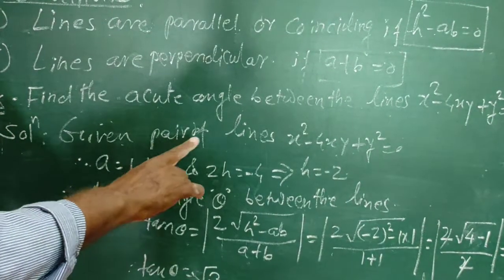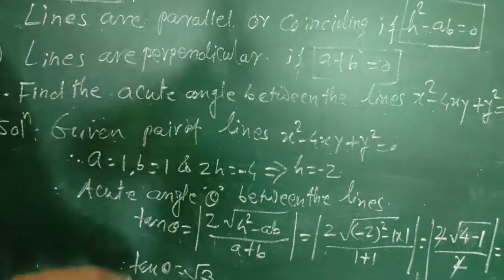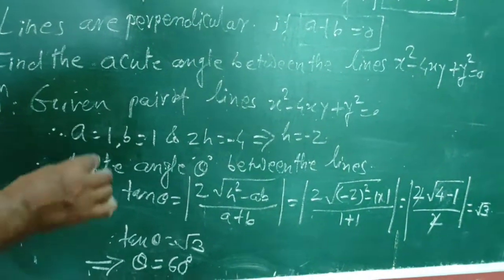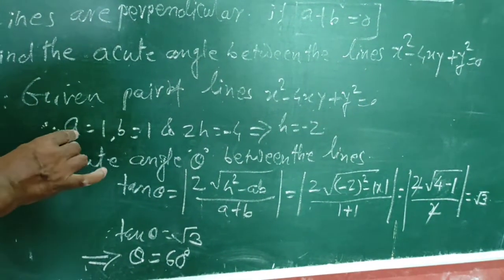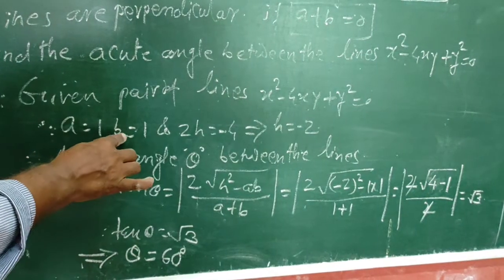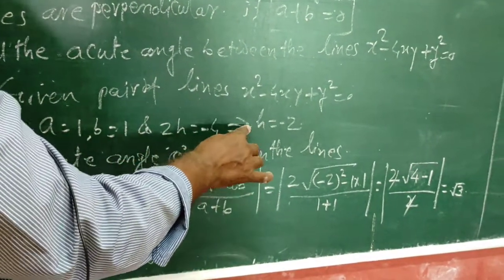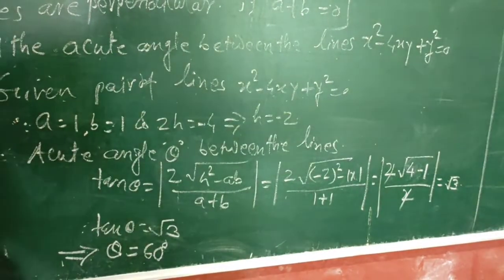Again, we don't write there; compare with the general equation. Now we are very familiar with that general equation. Therefore, we can directly write the value of a is equal to 1, b is equal to 1, twice h is equal to minus 4. This implies h is equal to minus 2.